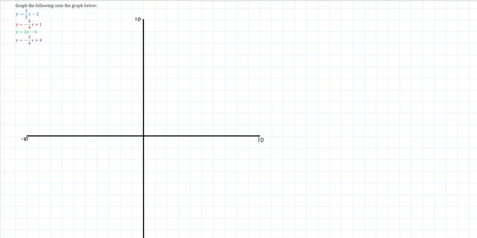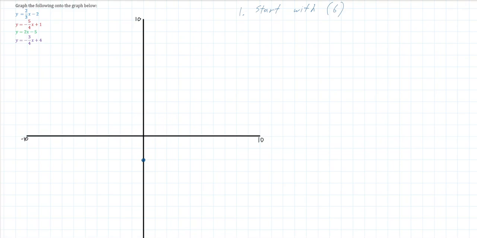So how are we going to solve this? Well, we're going to start by writing your b value. So always start with b. The reason why is because you can plot that point right away, and it's really easy. It's just on your y-axis, your b value. And we can do that for all of them.